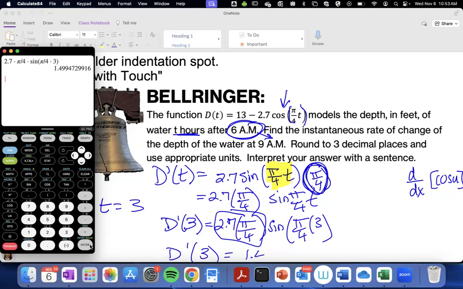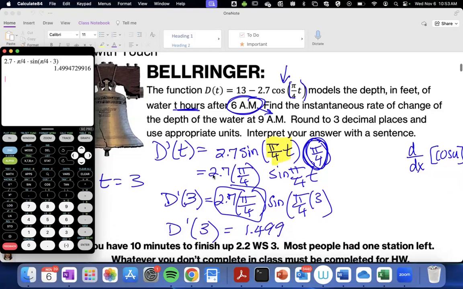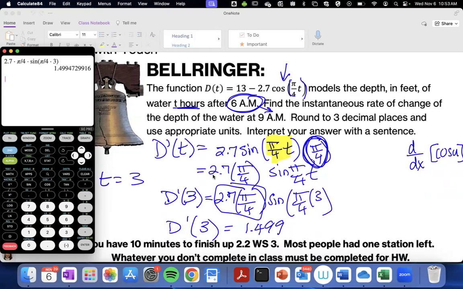1.499. Okay, ladies and gentlemen, what are my units for the derivative? Hours. It's going to be, remember, a derivative is a what of change? It is a rate. Rate of change. So a rate is not just one unit. It's something per something. Depth of the water over hours. Yeah. So it's feet per hour.